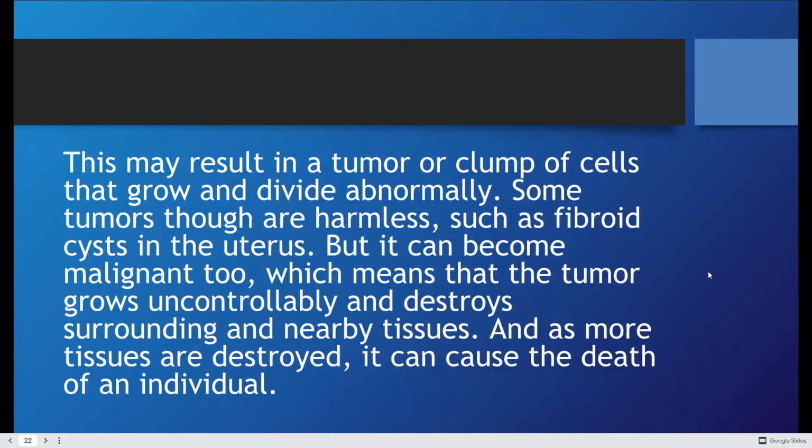Malignant is considered serious damage or a serious problem. Benign is harmless, but it can become malignant too, which means that the tumor grows uncontrollably and destroys the surrounding and nearby tissues. And as more tissues are destroyed, it can cause the death of an individual.